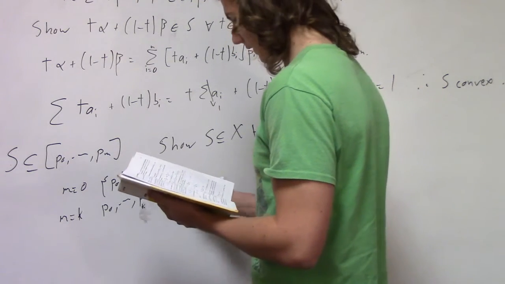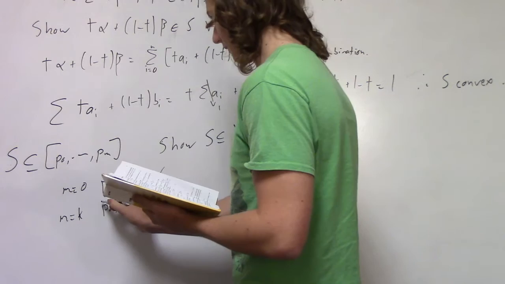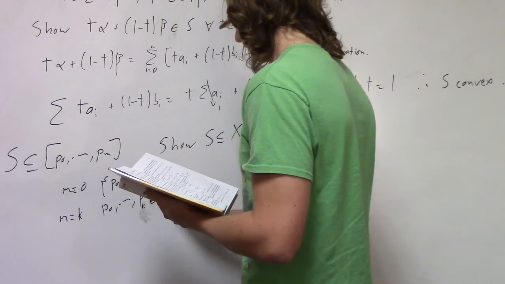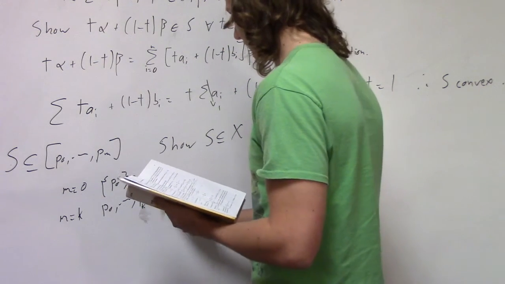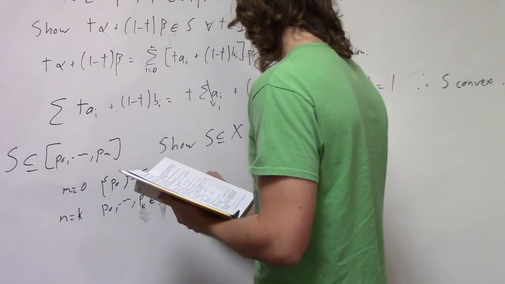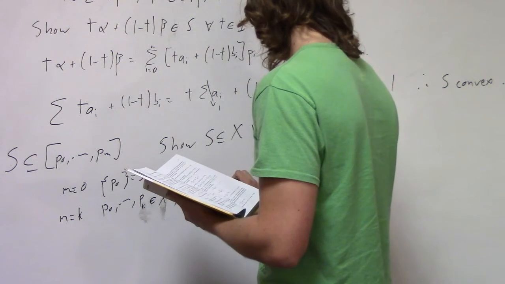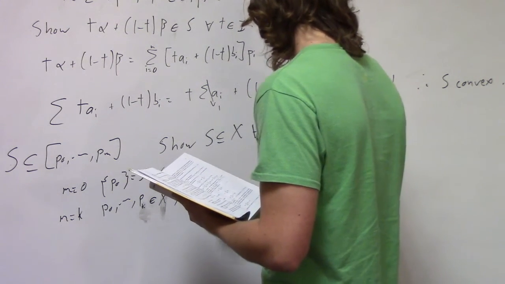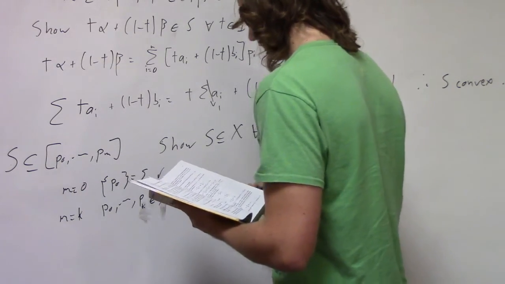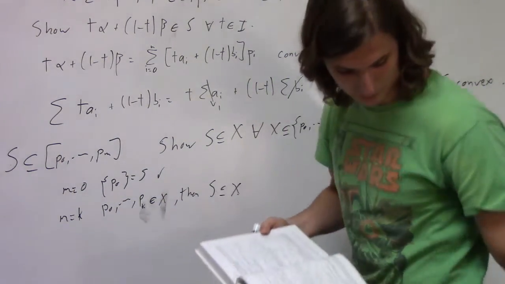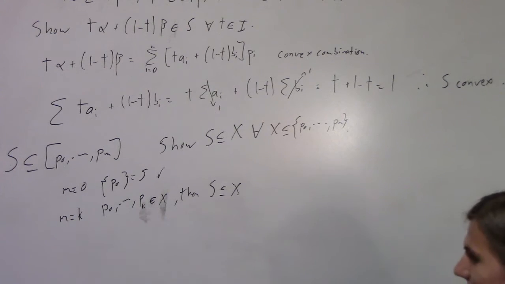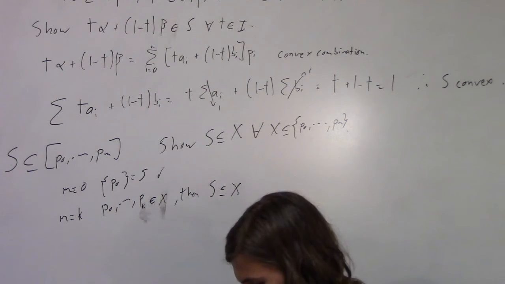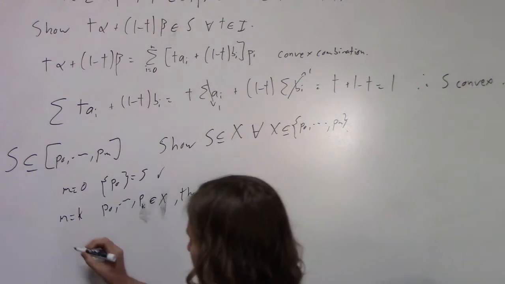So we suppose that if these points are in some subset X, then S is a subset of X. Okay. And now we're looking at M equals K plus 1.